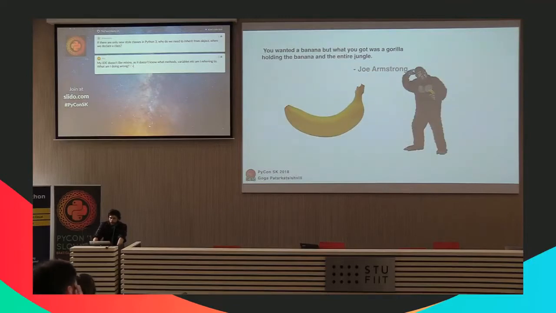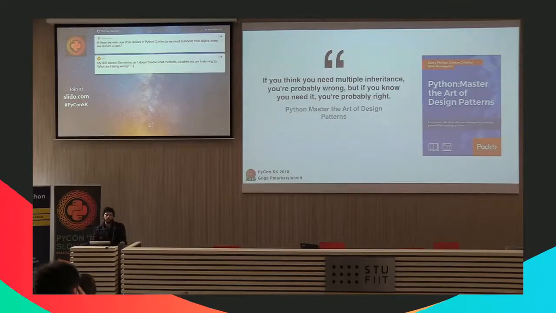There is also a rule of thumb. It means if you think you need multiple inheritance, you're probably wrong, but if you know you need multiple inheritance, you're probably right. This is from the book Python Masters, The Art of Design Patterns. So this is where we need associations. It establishes a relationship among classes and their objects. Because if we use multiple inheritance and don't define something properly, it may cause a lot of problems in the future.